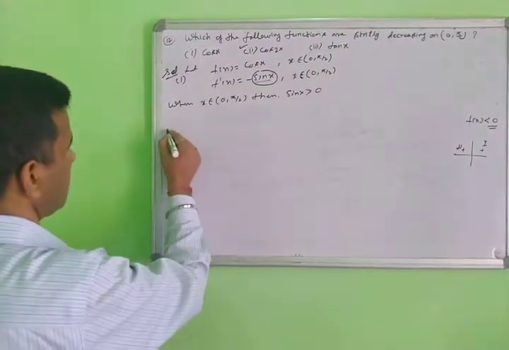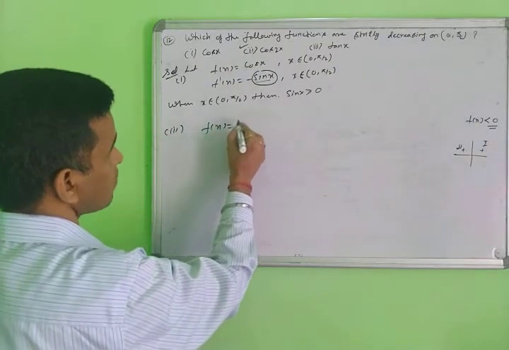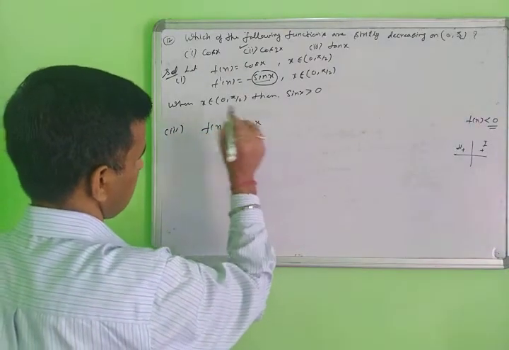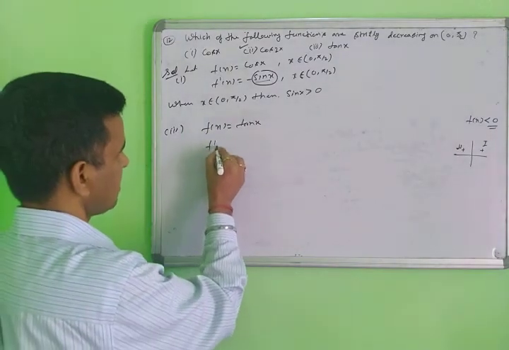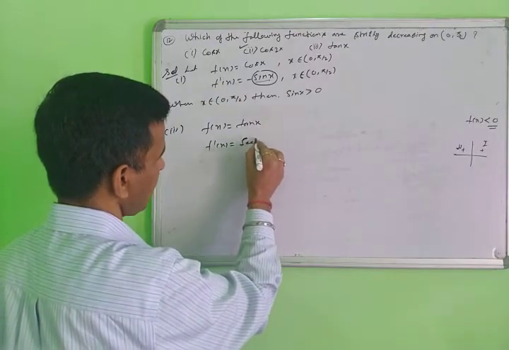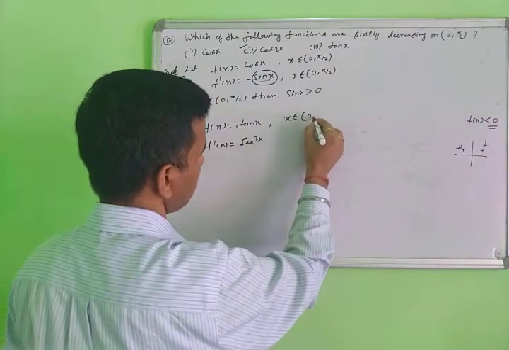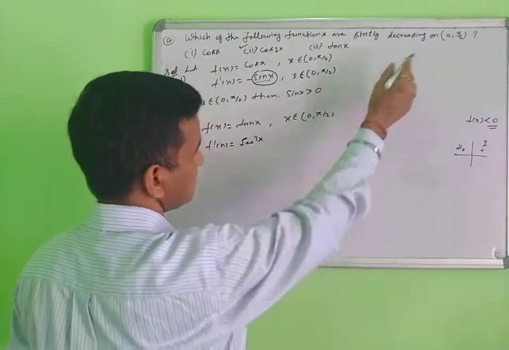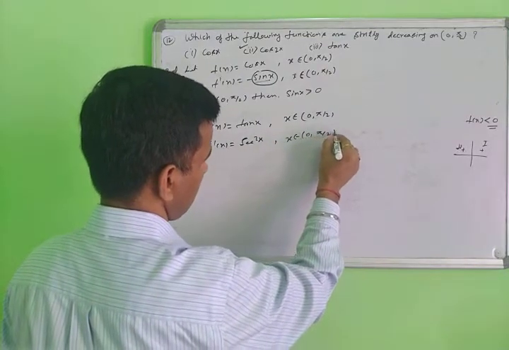Third part here. Suppose f(x) equals tan x. Then the same thing here: differentiate, f dash x. What is the derivative? It is sec square x. Same here, x belongs to the open interval 0 to pi by 2.